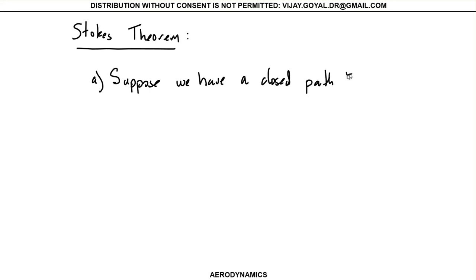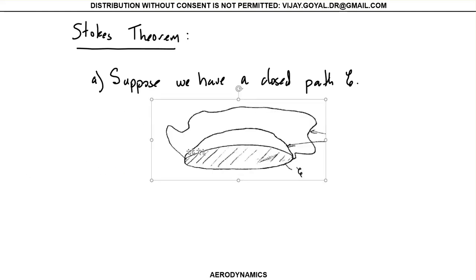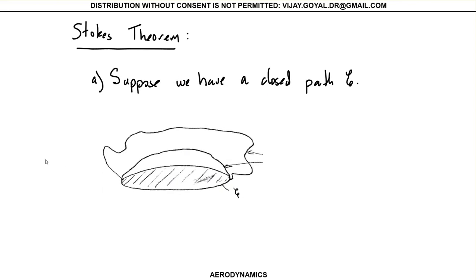Closed path, let's call this curly C. And this enclosed path, let's suppose we can express it like this, where this is your enclosed path right here. So this is a surface, but this whole surface is enclosed by this path. This encloses this circle here.